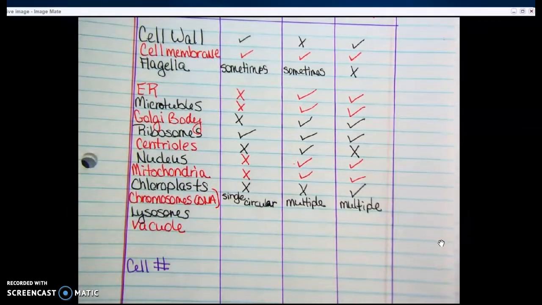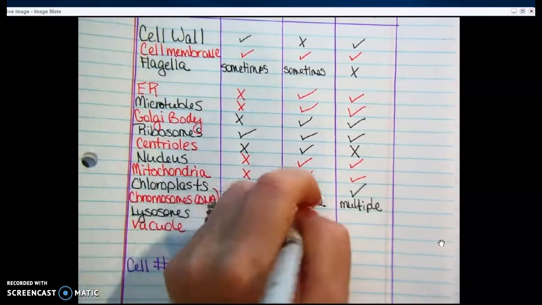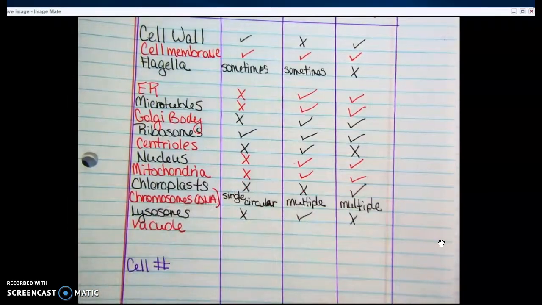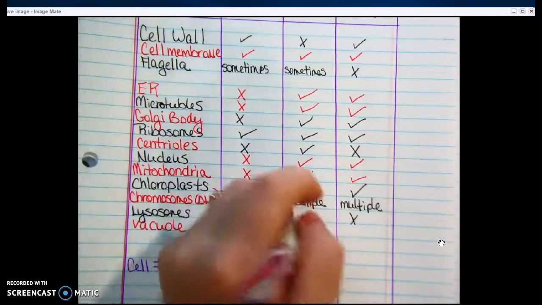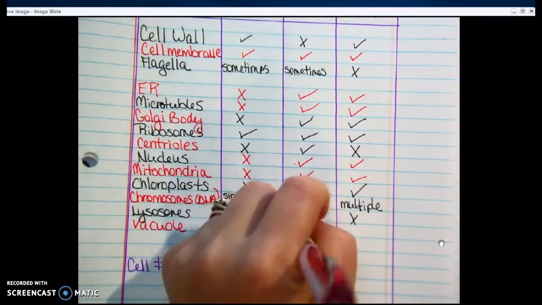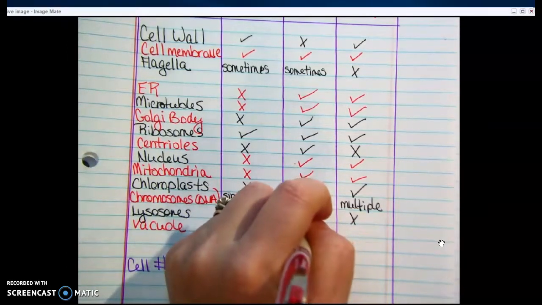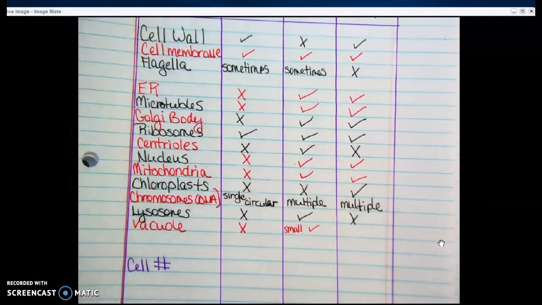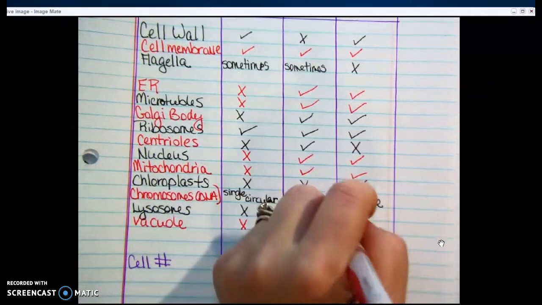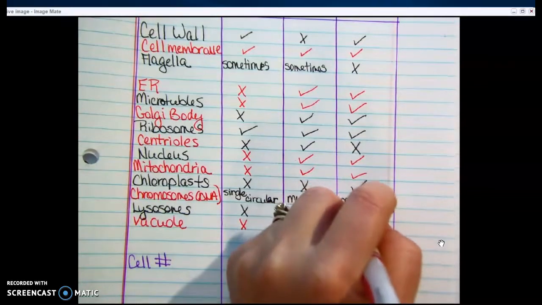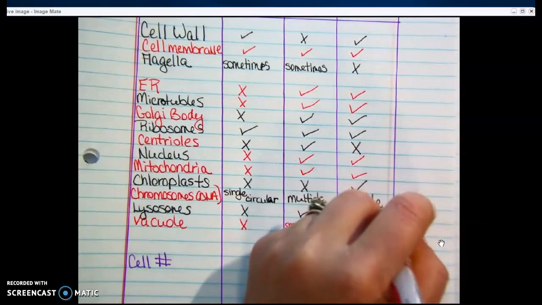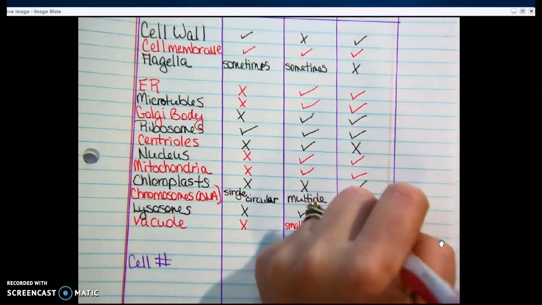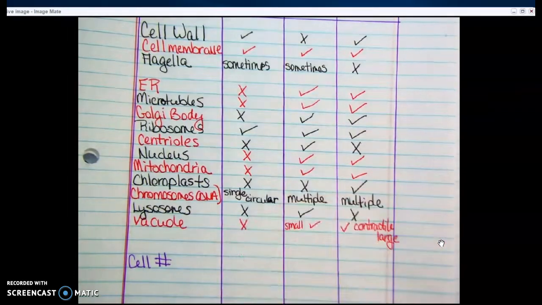Lysosomes. Bacteria do not have them. Animals do, plants do not. Vacuole. Now, bacteria do not have them. We do have them in animals, but they are small. Okay, so make sure you know that they're different in size. These ones are yes too, but they're called a contractile vacuole, and they're large. You can write large out here. We're at the bottom anyways.